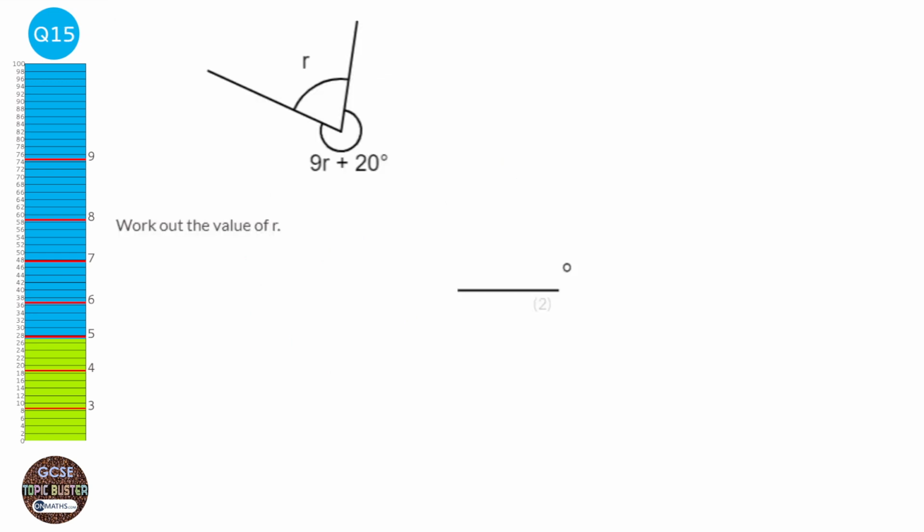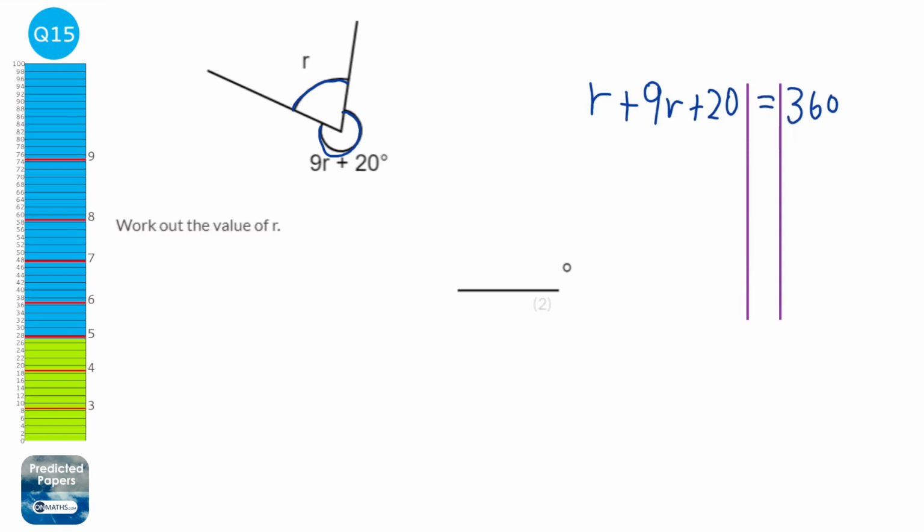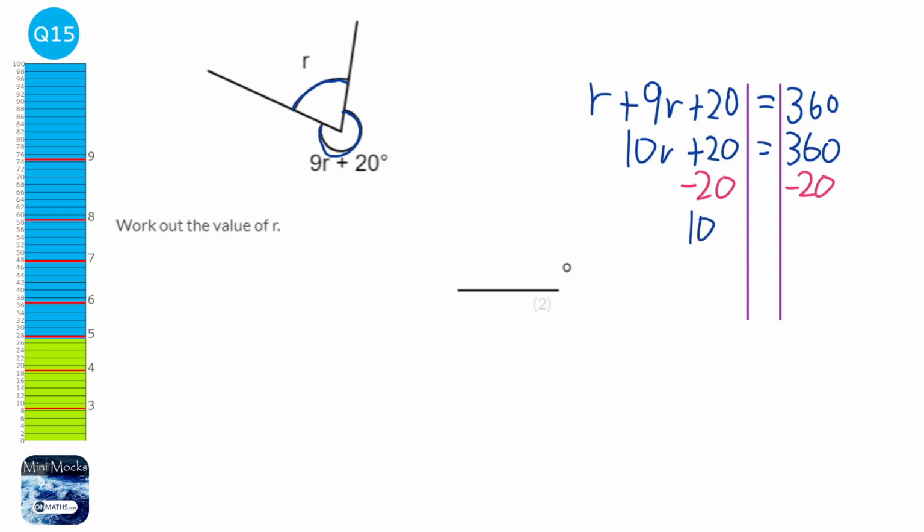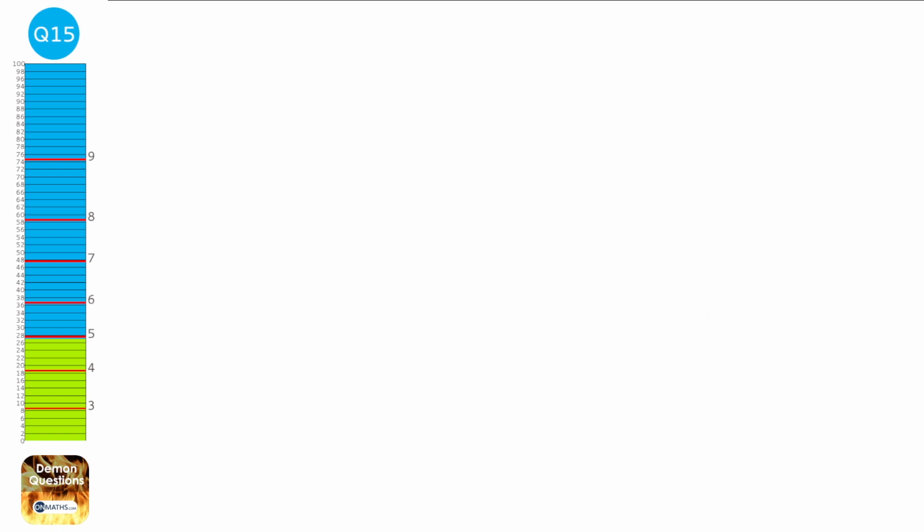So angles at a point add up to 360, and we are given the values of the angles but in terms of r. So we know that r plus 9r plus 20 will equal 360. So we've got an equation here we can solve. First of all, let's add the r's together, and so that will be 10r plus 20 equals 360. Then we're going to subtract the 20 from both sides. So we have 10r equals 340, and then we're going to divide by 10 both sides. So we have r equals 34. So our answer is 34.